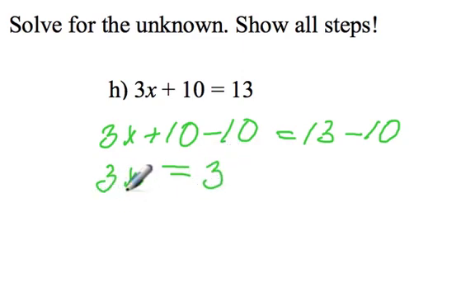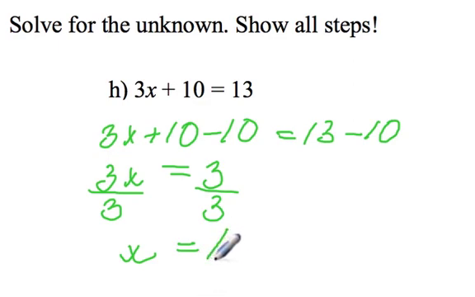Now we have 3 times x, so the opposite operation is division. If I do it on the left side, I have to do it to the right side as well. 3 divided by 3 is 1, leaves x on the left side, and 3 divided by 3 is 1 again, so x equals 1. Let's check if that's correct.